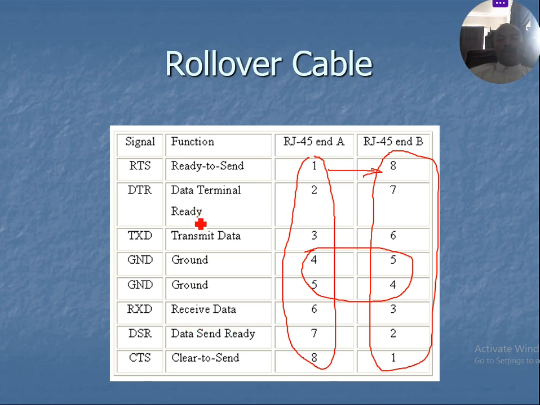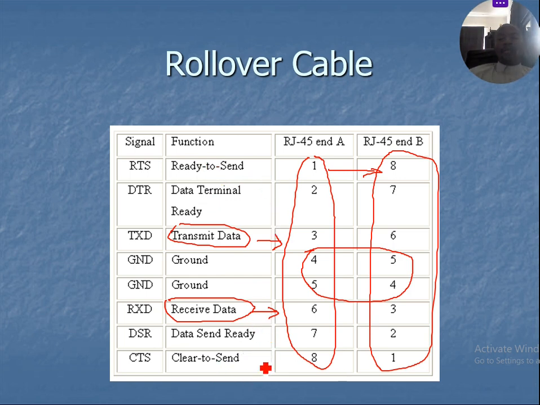Then we talk about receive data. We said 3 to 6 was to transmit data. Then the reverse, 6 to 3, will be receive data. It's just a common, sequential logic. So you see 3 to 6 was to transmit data, then 6 to 3 will be to receive data. Then 7 to 2 will be data set ready. Remember 2 to 7 was data terminal ready. Now this one is data set ready. Then 8 to 1 will be clear to send. 1 to 8 was ready to send, 8 to 1 is clear to send.